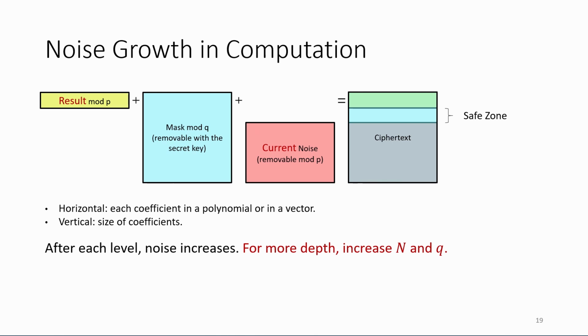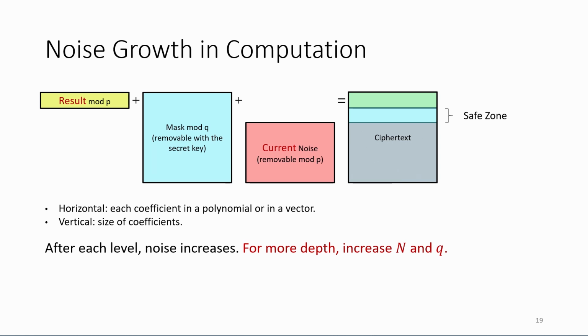And along with the computation, this noise will grow. This mask is not a problem because it is always removable with the secret key, but this noise will keep growing until it eventually destroys the safe zone. At that moment, your decryption will fail. Multiplication introduces the most noise. That's why we want to minimize the depth. Ciphertext multiplication causes a lot of noise. You want to do them in a tree shape rather than in a chain.